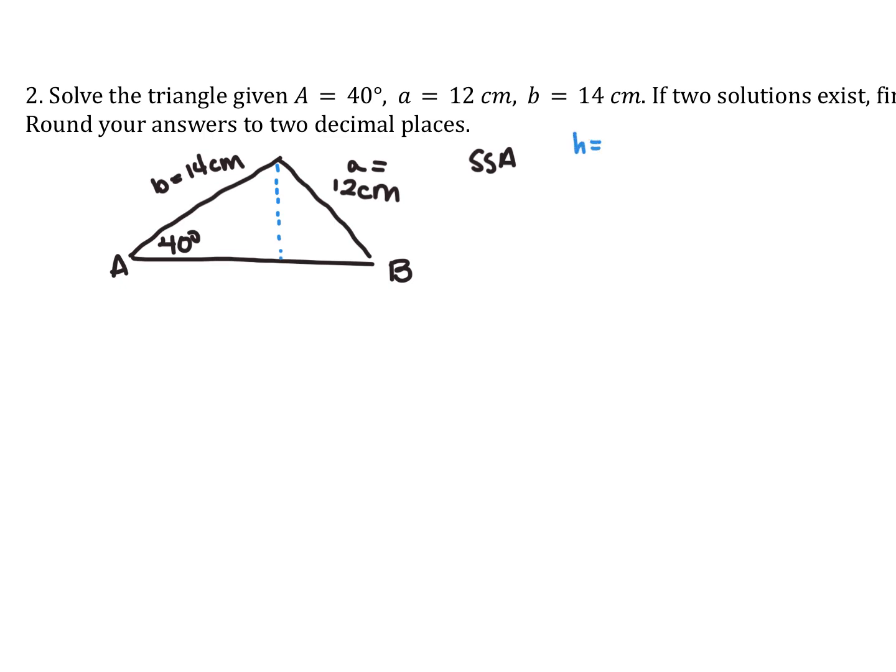We do that by using height equals B times sine of A. So 14 sine of 40 degrees. So we find that the height is about 9.00 centimeters. So if we put this in order, our height is smaller than side A, and then side A is smaller than side B. So when that happens, we have 2 triangles.